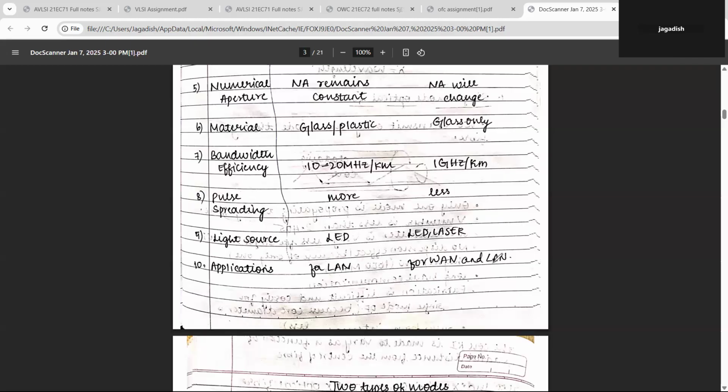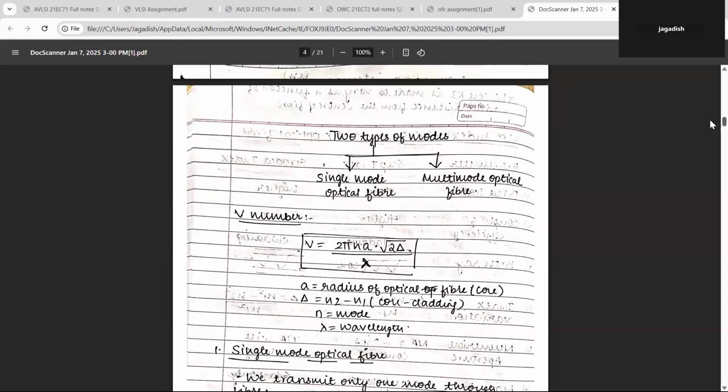The first optical fiber question, they will ask. Next, 10 differences between step index and graded index fiber. After this class, you have to learn this. Don't postpone. We will be going slowly, with problems and all, but you have to learn. Okay. The next, it is important for the exam. I have included the PDF. 100% these questions will come.